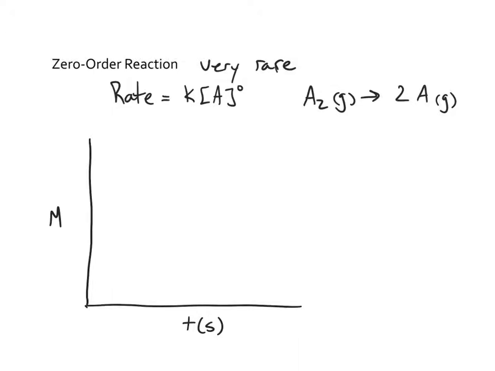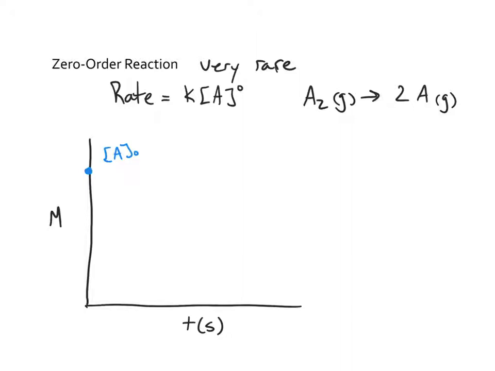So here's a sketch of a graph. We've got molarity on the vertical axis and time along the horizontal. I'm going to pick a point on the vertical axis and we're going to label that the concentration of A at time 0. Basically, when you have 0 seconds, that's the initial concentration of your reactant.